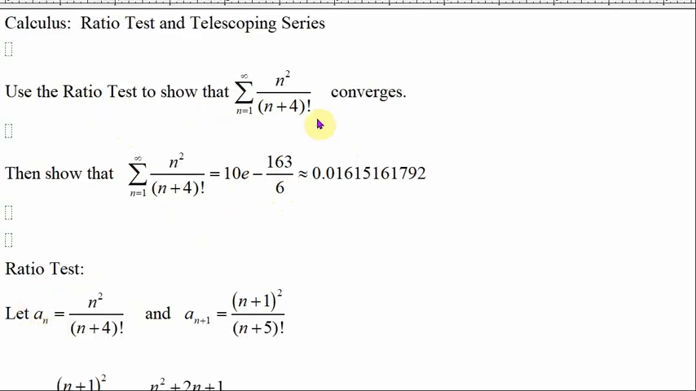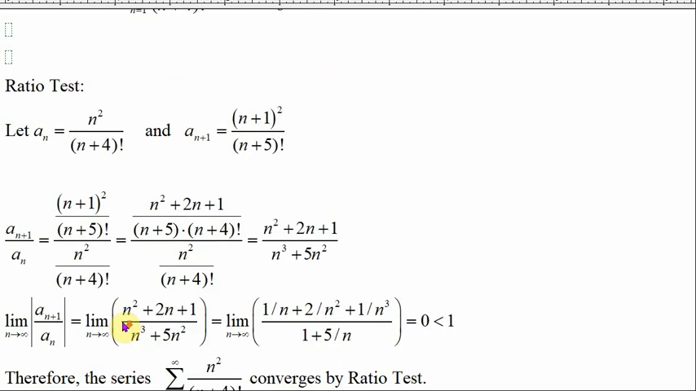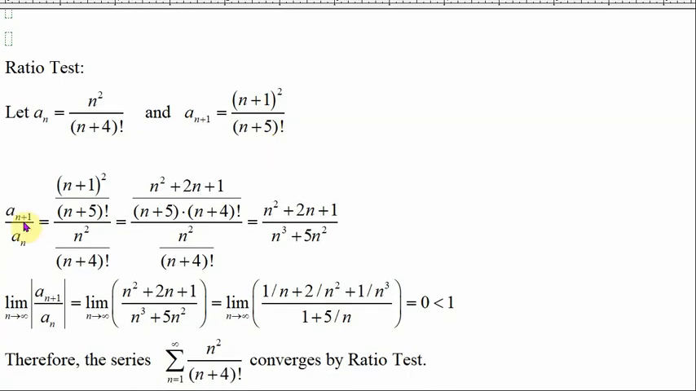Let a sub n be the expression n squared over (n plus 4) factorial, and so a sub n plus 1 is (n plus 1) squared over (n plus 5) factorial. The ratio of a sub n plus 1 and a sub n will be this expression over this expression. (n plus 1) squared is the same as n squared plus 2n plus 1, and (n plus 5) factorial we can rewrite as (n plus 5) times (n plus 4) factorial.